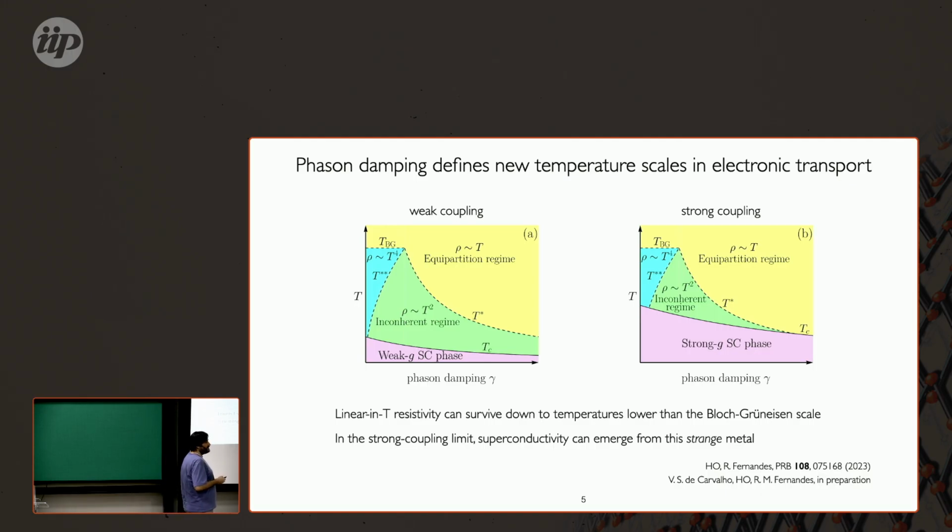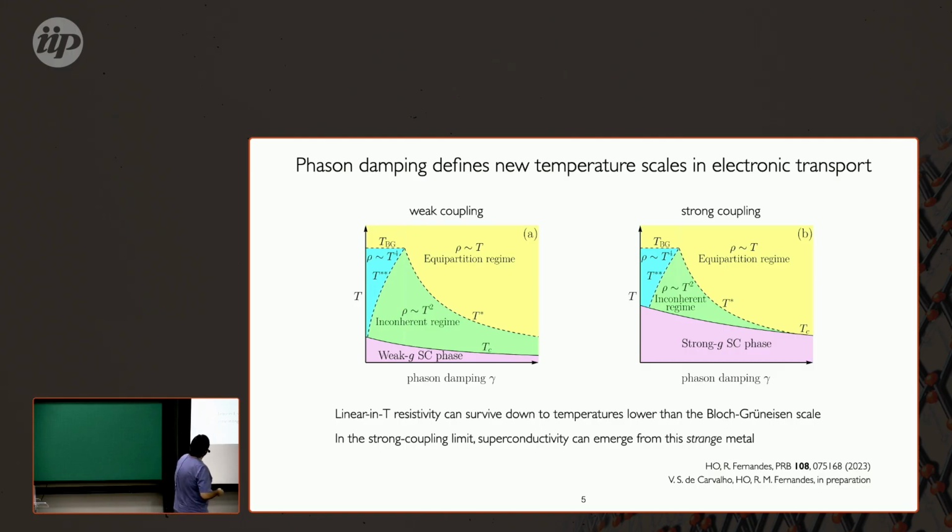Now, the problem with phasons is that in order to build this diffusive peak, this diffusive response, you have to transfer spectral weight of these bosons from high to low energies. And the consequence of that is that simple equipartition can now survive down to a new temperature scale that is lower than the Bloch-Gruneisen temperature. And then at the lowest temperature, resistivity is always T squared. It's Fermi liquid-like. And this happens when transport is dominated by small momentum transfer to phasons, which are always overdamped. So this is what we call the incoherent regime.